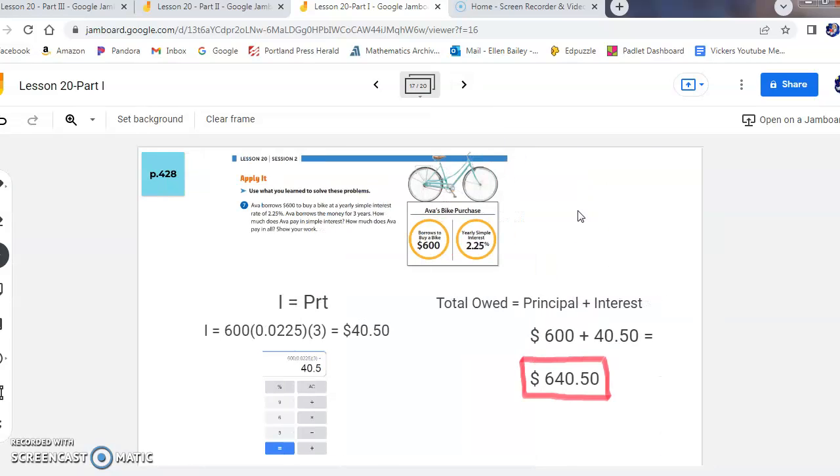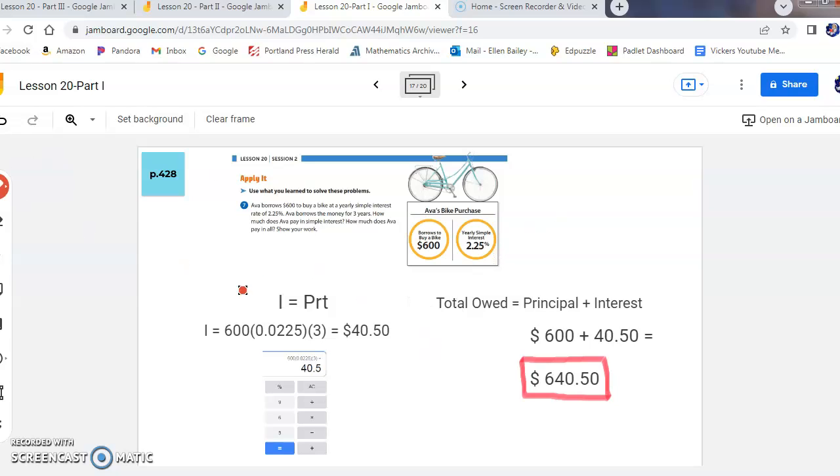All right, moving along to page 428. So here's some application. It says here, Ava borrows $600 to buy a bike at a yearly simple interest rate of 2.25%. Ava borrows the money for 3 years. How much does Ava pay in simple interest, and how much does Ava pay in all? So show your work. Again, you can use my work here.